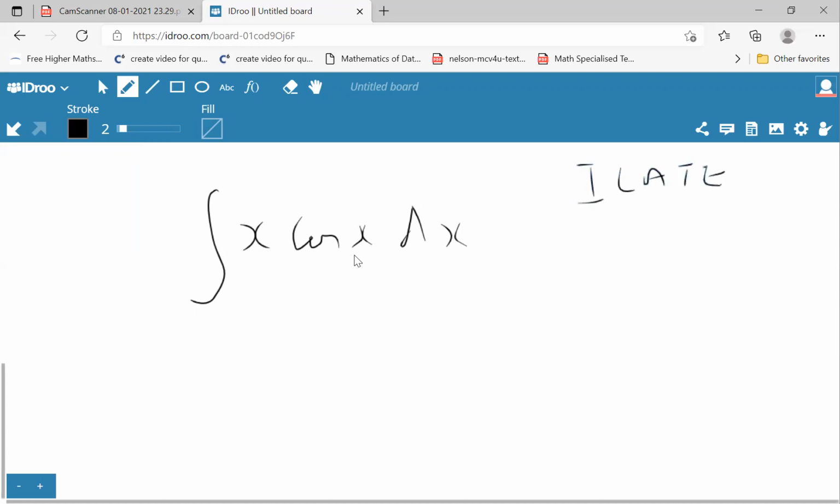Using the ILATE rule, where we integrate logarithmic, arithmetic, trigonometric, and exponential functions, you'll have to choose according to this rule. So logarithmic, arithmetic comes first. So you can choose u to be x, so du will become dx. So cos x dx will become dv. Cos x dx is equal to dv.